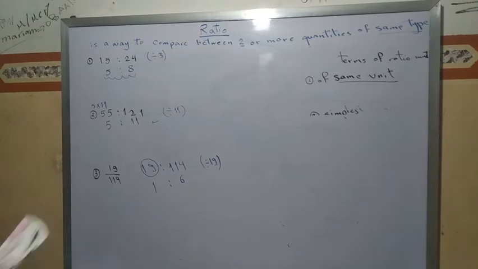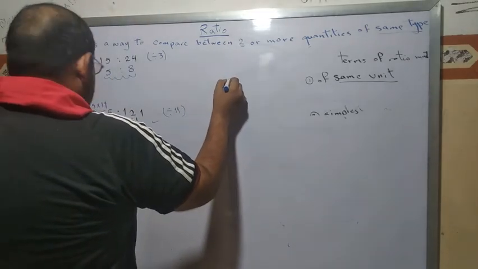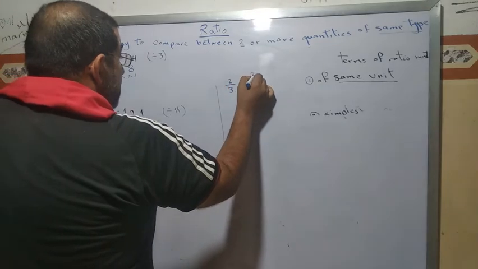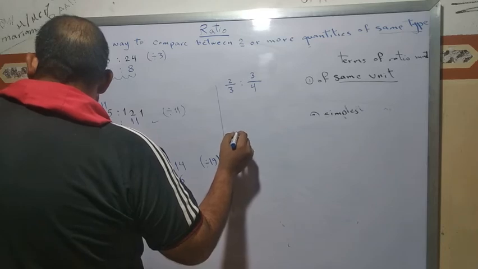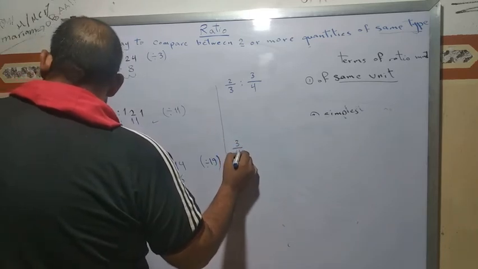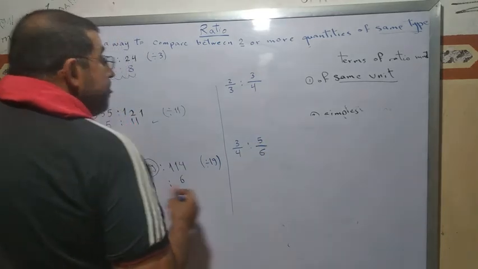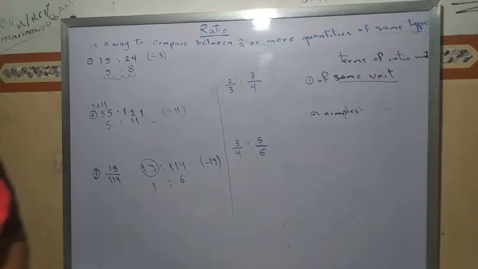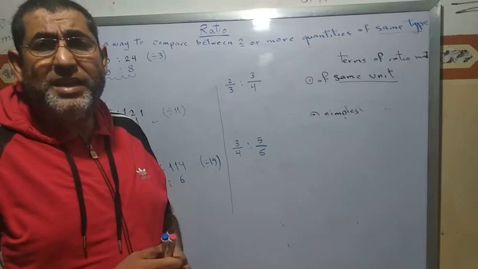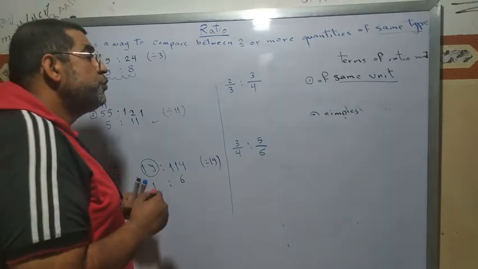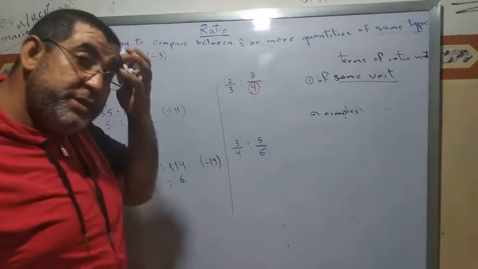Another example. 2/3 to 3/4. 3/4 to 5/6. First, we must change this number into a whole number. How do we get it? By finding the LCM for the denominators. What are the values? 4 and 3. Which is greater? 4. Is 4 divisible by 3? No.